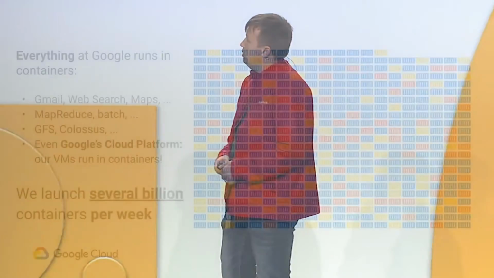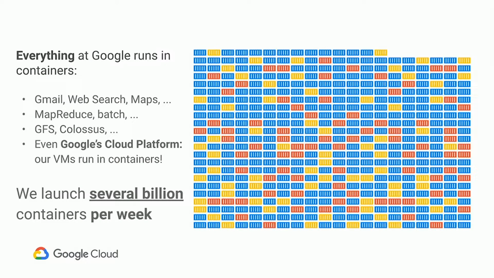So how many people have used Kubernetes here before? Great, quite a few people. So at Google, we run everything in containers, like as much stuff as possible. Gmail, web apps, everything we can runs in a container on our infrastructure. Even Google Cloud Platform runs our VMs in containers. So whenever you spin up a compute instance, that's actually a container.